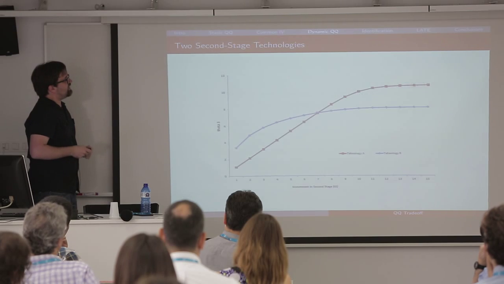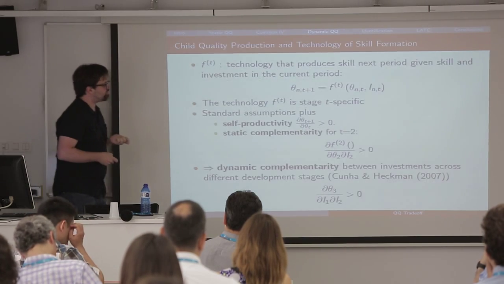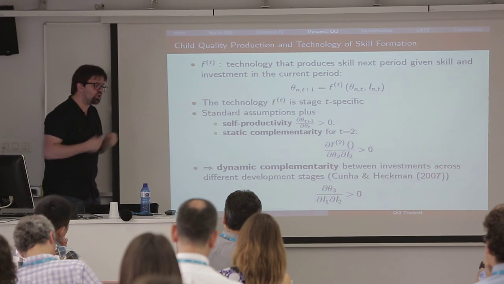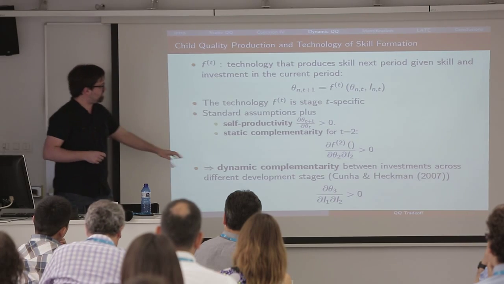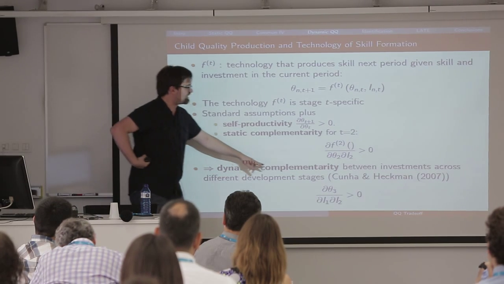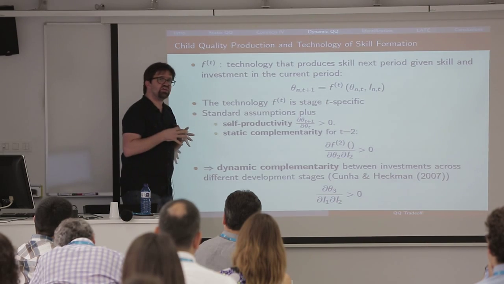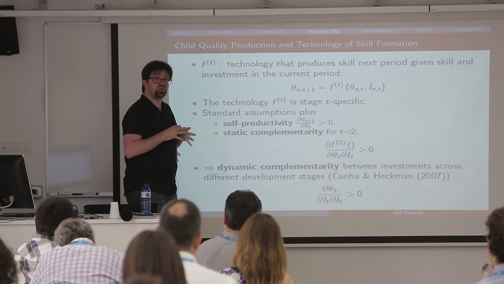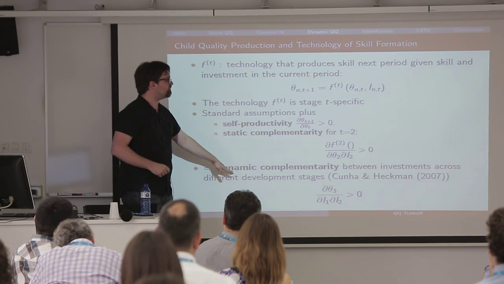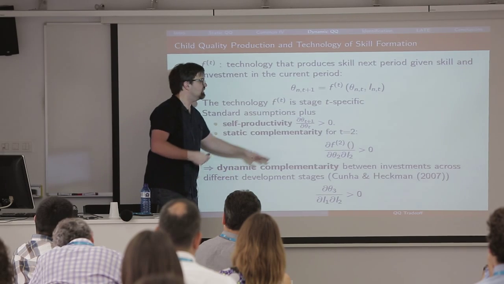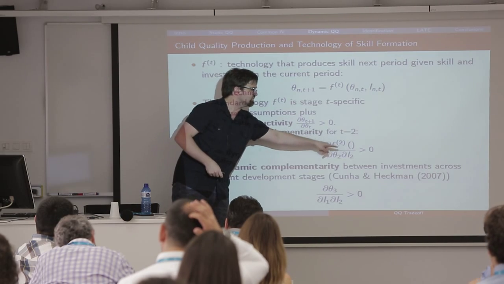Okay? On the other hand, as I mentioned before, this dynamic complementarity in the technology of skill formation is going to have the opposite effect. The effect there is going to be what? The effect is going to be that if you know that there is a strong dynamic complementarity and you know that you're going to have another kid, you start investing already very little on your firstborn because you know you're not going to be able to back that up. Dynamic complementarity requires a lot of follow-up on your investment because it has a strong complementarity in the second stage. This is very positive.